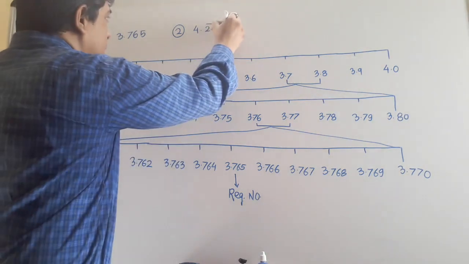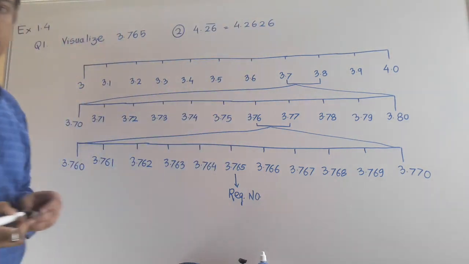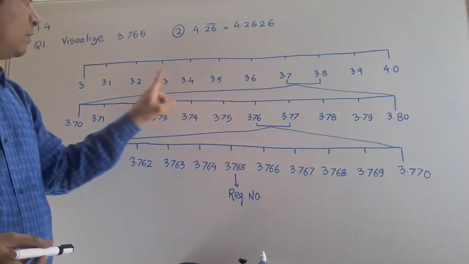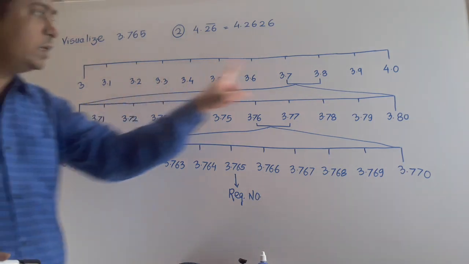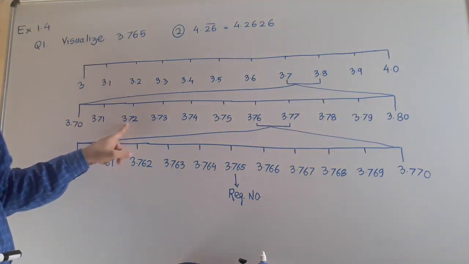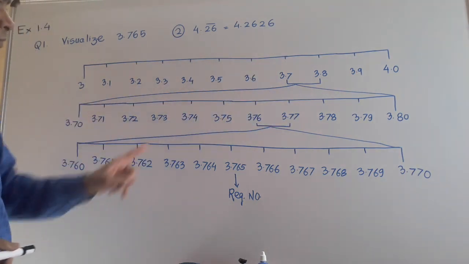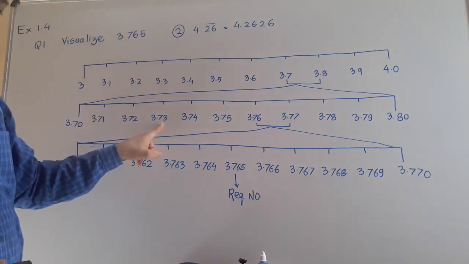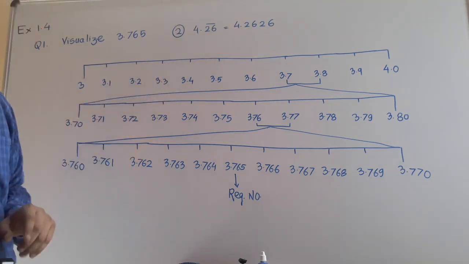So you will take here 4.2626. Okay, so first of all you will draw a number line between 4 and 5. Somewhere the number will come, 4.2 and 4.3. Then you will take here 4.2 and here you will take 4.3. Okay, then 4.2, 4.21, 4.22, 4.23, 4.24 and so on till 4.29. My number is coming, the next one is 4.26. So between 4.2 and 4.3, this one I need to visualize because 4.26 will come between these two numbers.